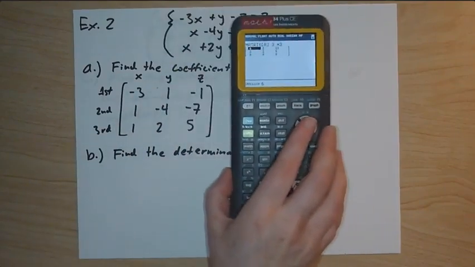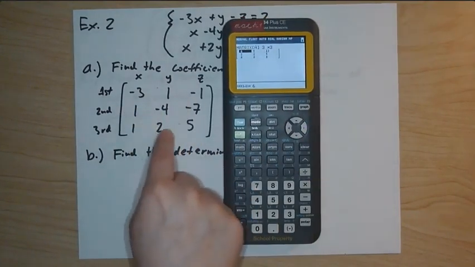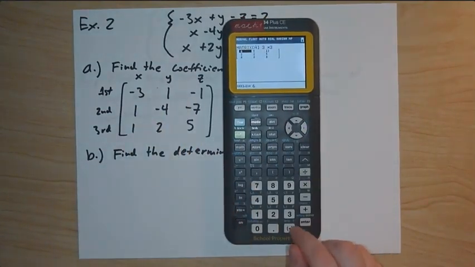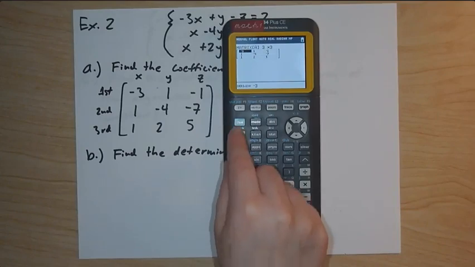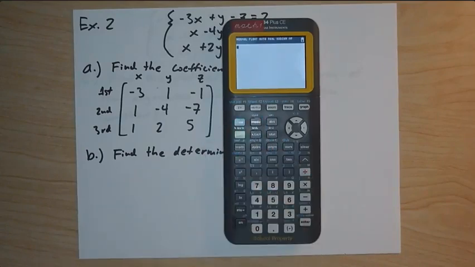I'm going to enter all the numbers in our matrix here. So we have negative 3, 1, negative 1, 1, negative 4, negative 7, 1, 2, and 5. So now we've entered all of that, we're going to go back to our home screen, so second mode to quit back to our home screen.